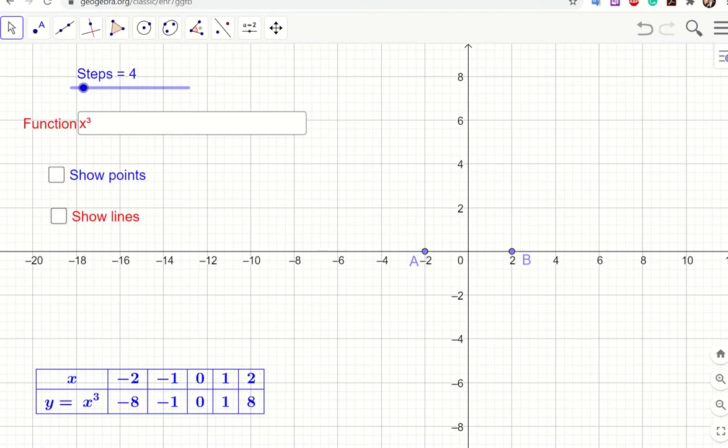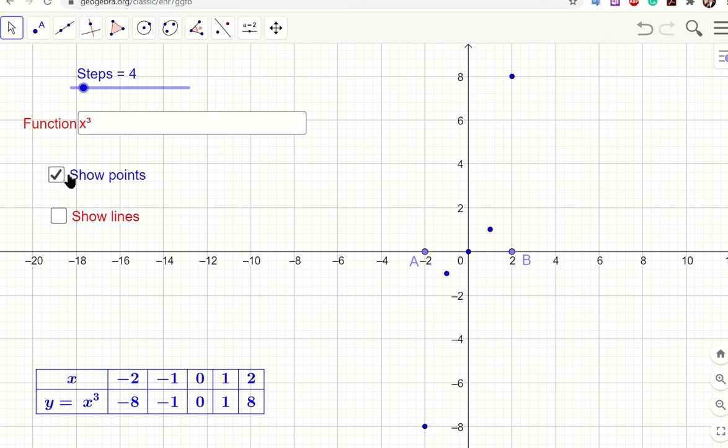So this applet allows us to choose the function that we want. As you can see, I've got the function written there, and we can plot out the points between the x values of a and b, and it creates this table, which you can see down the bottom. So starting off with x cubed: minus 2 cubed is minus 8, minus 1 cubed is minus 1, 0 goes to 0, 1 goes to 1, and 2 goes to 8. So here are those points marked in on the graph.